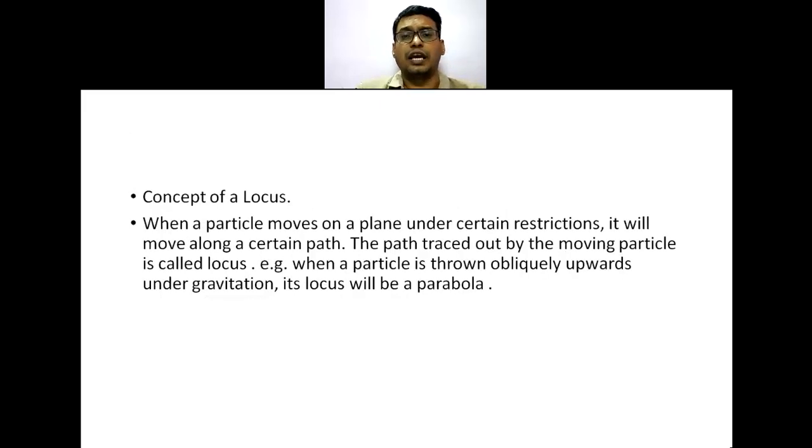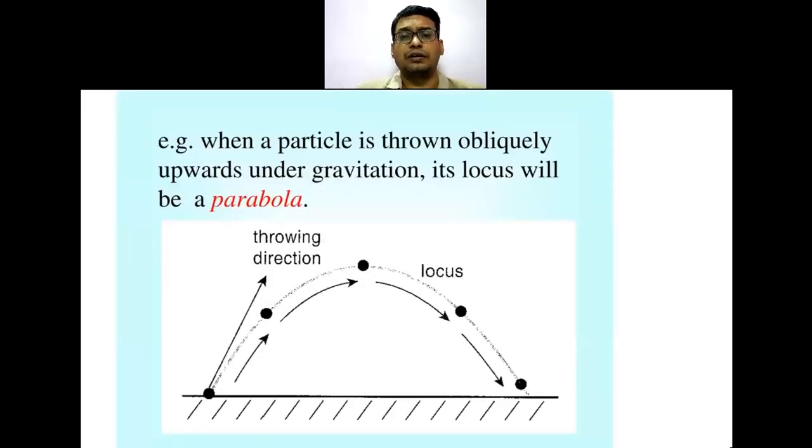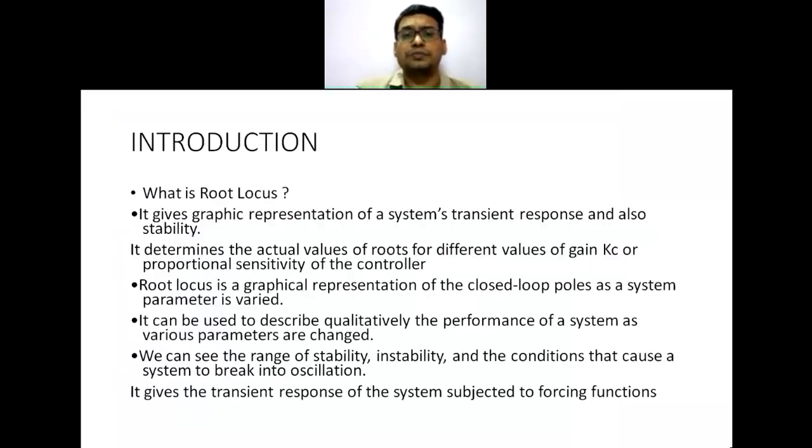The locus is nothing but the path by which a particle moves, or the path by which the roots move in the case of our root locus diagram. When a particle is thrown obliquely upward under gravity, its locus will be a parabolic structure like this, as shown in the figure. So that is the meaning of a locus. This gives a graphical representation.